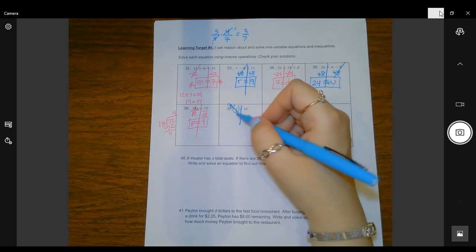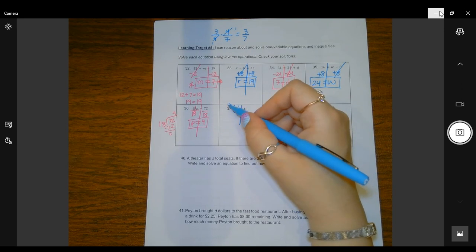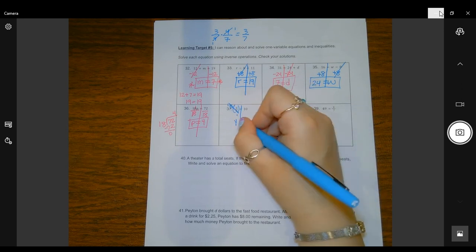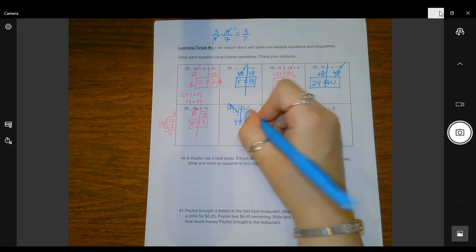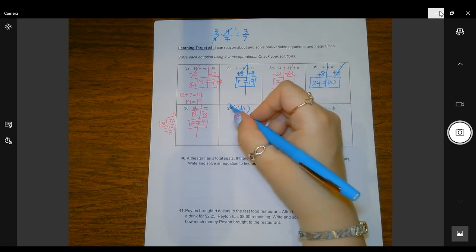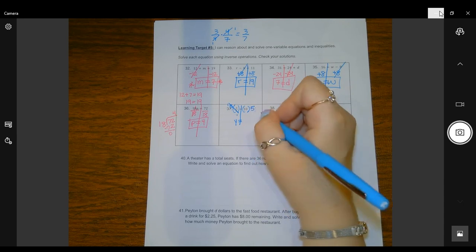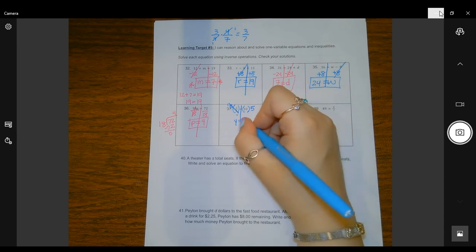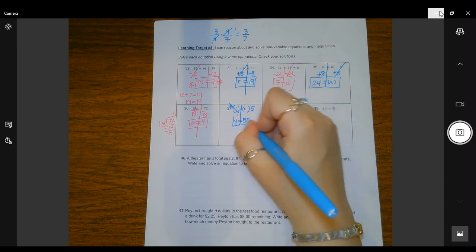Okay, these 5s are diagonally across from each other, so they cancel each other out and become 1. And now you just have 1 times y, which is y. I can do that as long as I do the same thing to the other side. Since I randomly multiplied this by 5, let's multiply that side by 5. And 10 times 5 is 50.